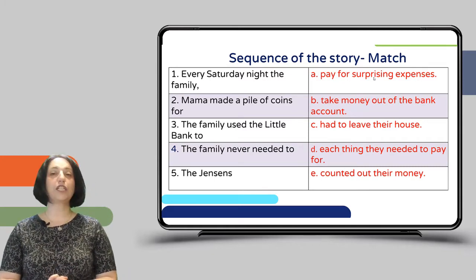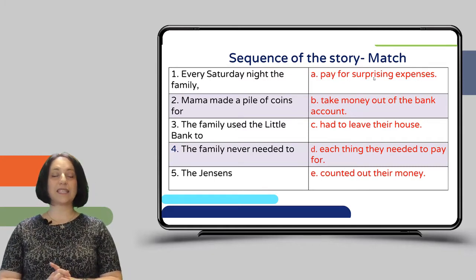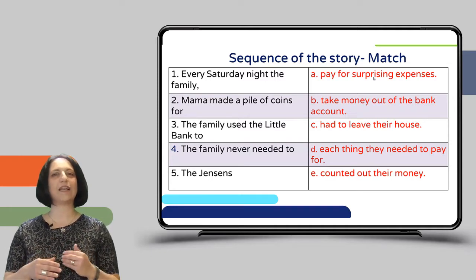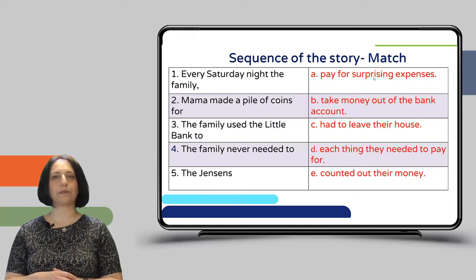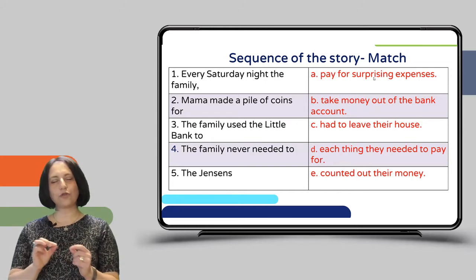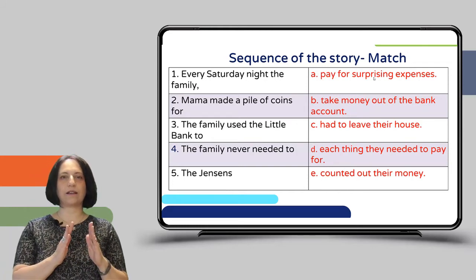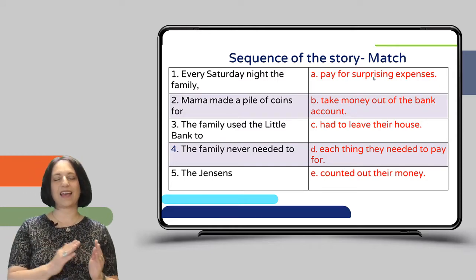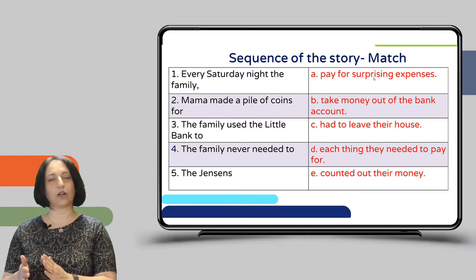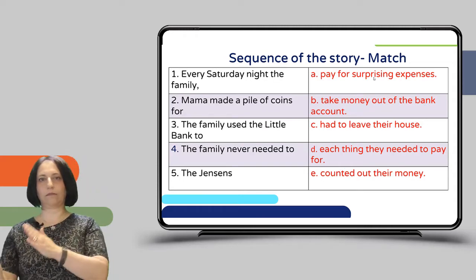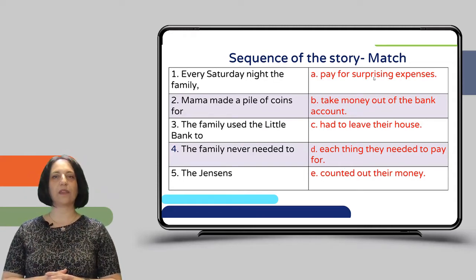The Jensens. These sentences are all the first part of the story, and it's a good way to see if you remember the first part of the story. So now, students, while I'm waiting, I want you to try quickly to match A with B. If you have time, you can copy the sentence A and the second column, or you can just write 1C, 1B, whatever fits, okay? So let's have a look at the answers.